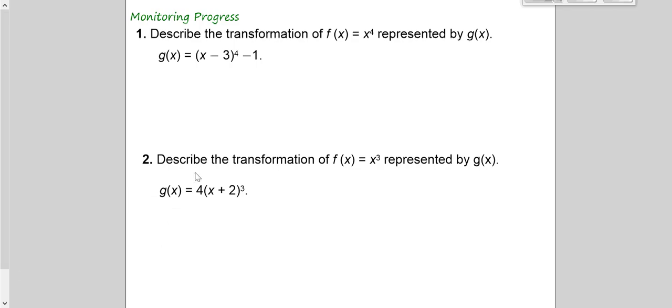Monitoring progress, just describe the transformations. Pause your video, write down what you think the 3 does and the minus 1, and then go to number 2. Tell me what the 4 does and the 2 does. Pause your video. Write down some answers. On your mark, get set, go.